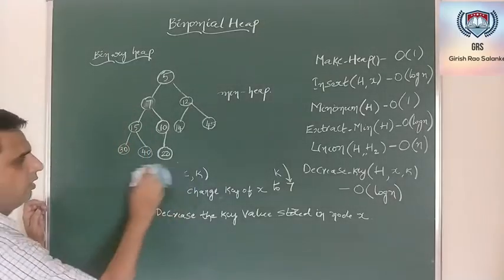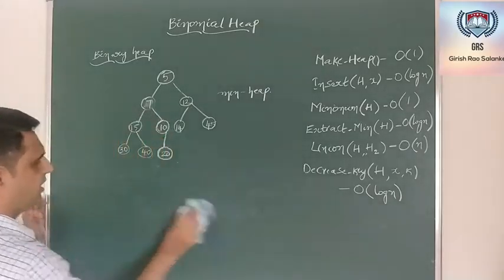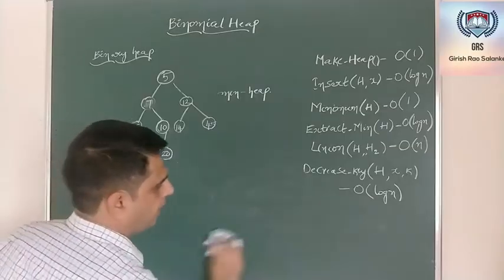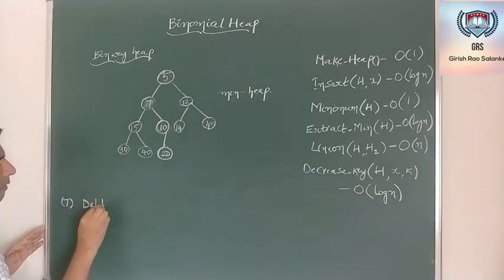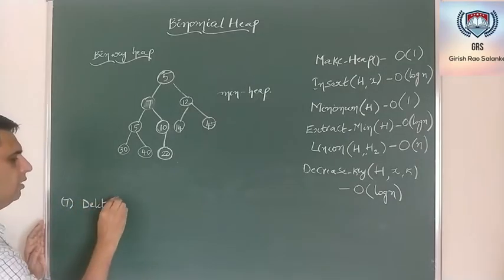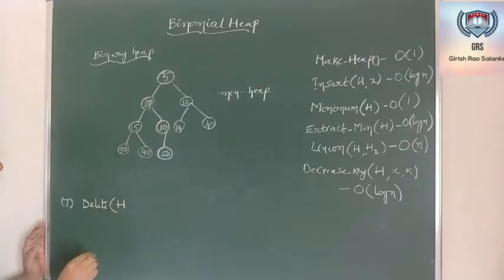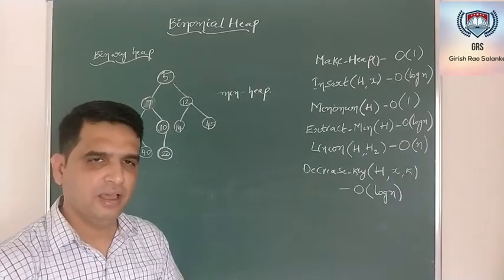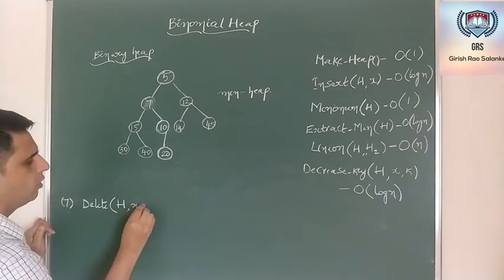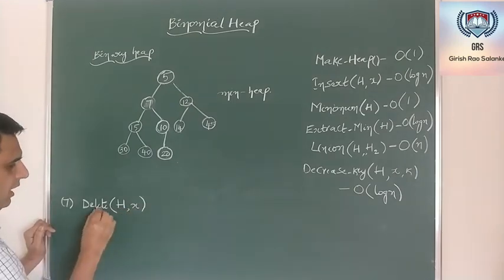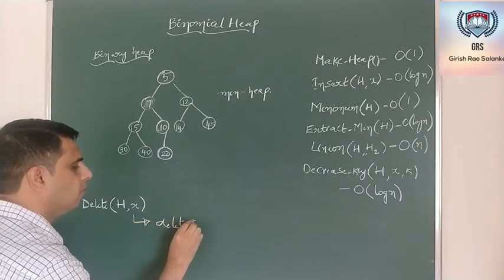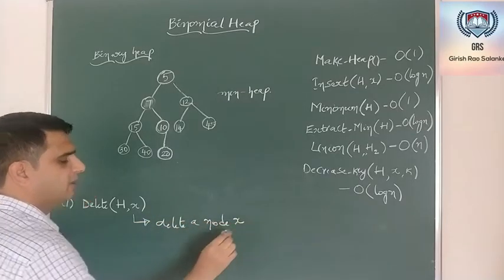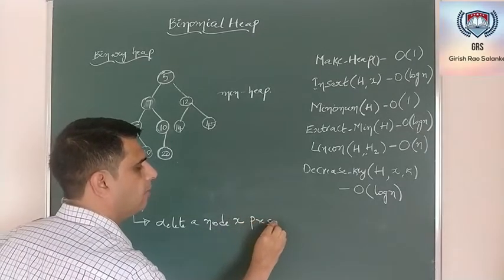Let's go for one more, and the last operation that we generally use in case of a heap, by name delete. Delete on the heap H. Now delete means I need to specify which node should be deleted. So delete of H comma X. The objective is to delete a node X present in the heap.